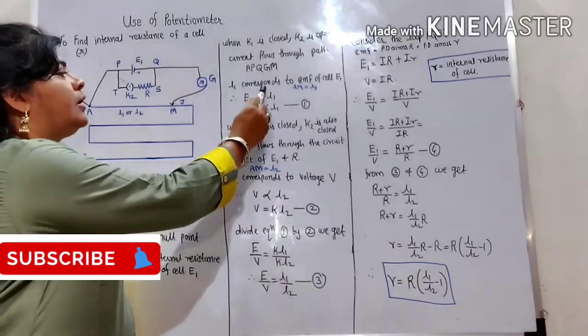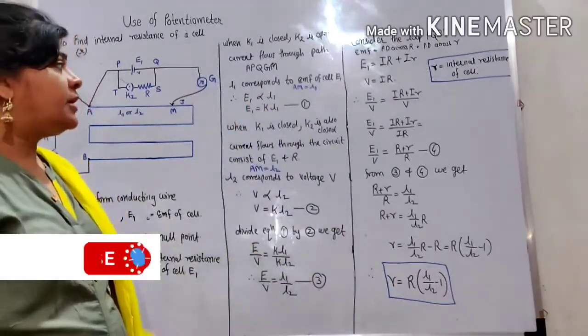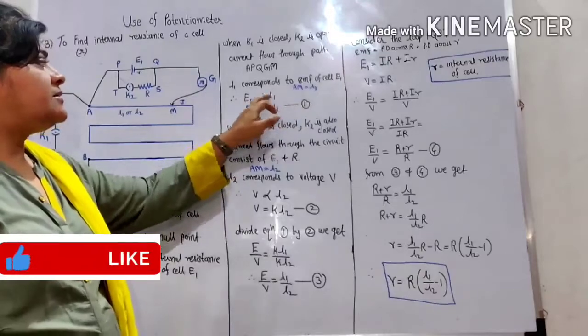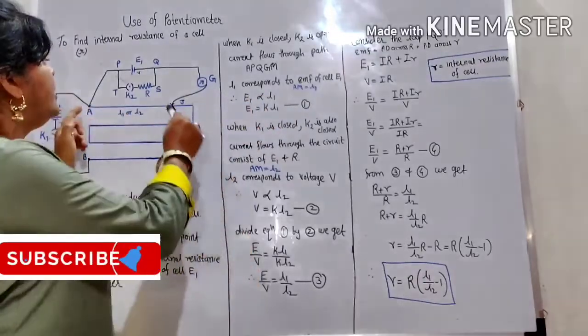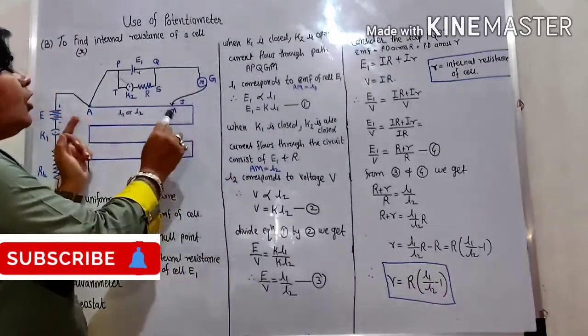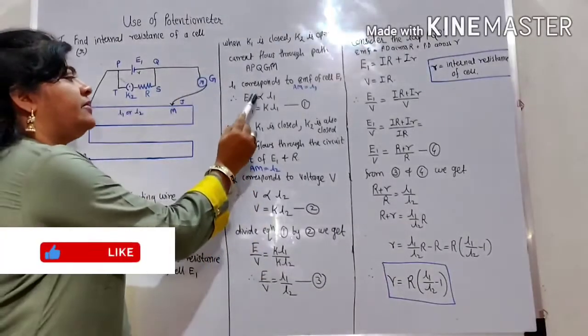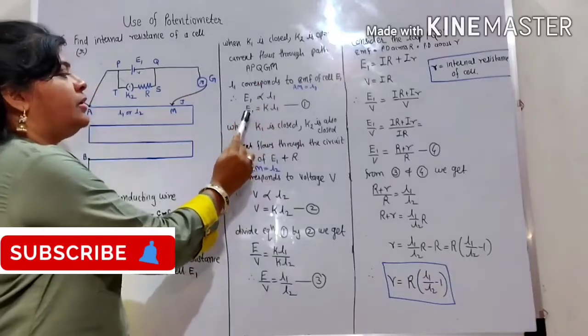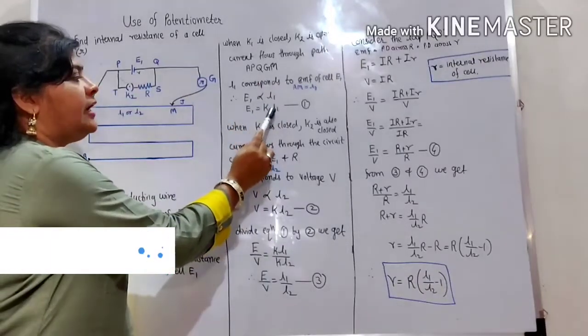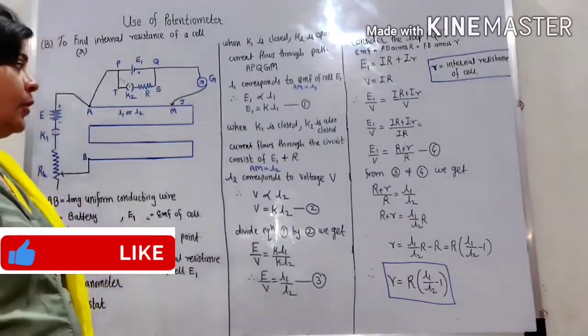Then, according to the principle of the potentiometer, this length is directly proportional to the EMF produced, or the potential difference produced, across these two terminals. That's why E1 is directly proportional to L1. E1 is equal to K into L1, equation number 1.